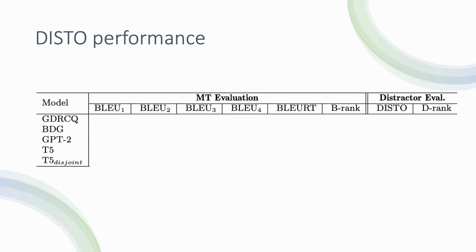So how does DISTO perform? So here are our results in a table, but I've blanked out the actual results to begin with because I want to talk about the columns and the rows. So to start with, we have machine translation techniques. Existing machine translation techniques are BLEU 1, 2, 3, and 4, as well as BLEURT, which is a learned machine translation evaluation technique. Then we have B rank, which is the ranking of the models based on the BLEURT score. Then we have the DISTO score, as well as the D rank, which is the ranking of the models based on the DISTO score. And here the rows are a bunch of different models.